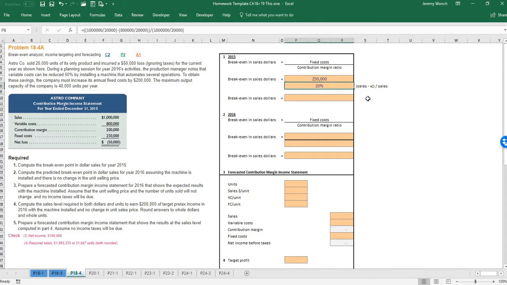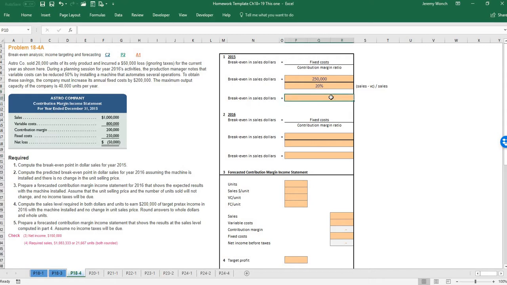Now, there's a lot of numbers going on here, so I'm just going to reduce this down so we know what numbers we're talking about. Our sales per unit, 1 million divided by 20,000, equals 50. The $800,000 in variable cost divided by 20,000 is 40. And our sales we just calculated is 50. So it's a little bit simpler to see visually what's going on.